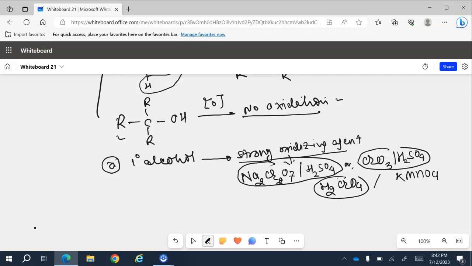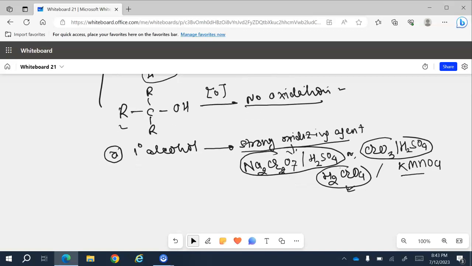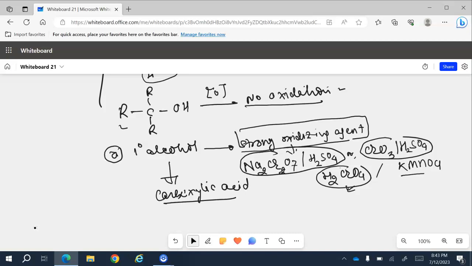This chromic acid reagent in fact will result in the formation of chromic acid, which is a strong oxidizing agent, or potassium permanganate. Under such conditions, the primary alcohol with a strong oxidizing agent will convert ultimately into carboxylic acid. It will not stop at the aldehyde stage. It will be further oxidized because these are strong oxidizing agents.